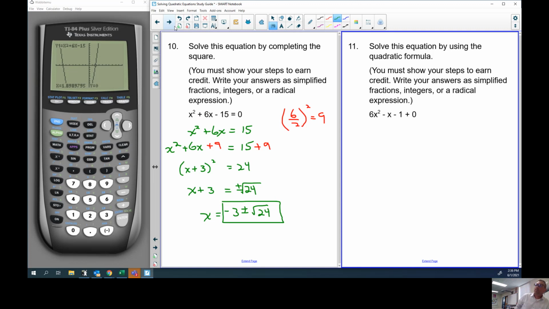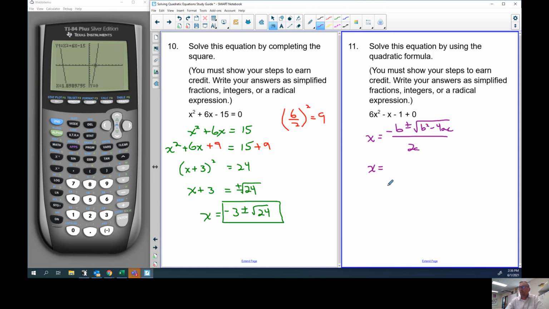Here we go. Solve this equation by using the quadratic formula. You know the song, sing it. Okay, the quadratic formula. X equals negative b plus or minus the square root of b squared minus 4ac, over 2a. All right, over 2a. Hey, there we go. Missed my tone.